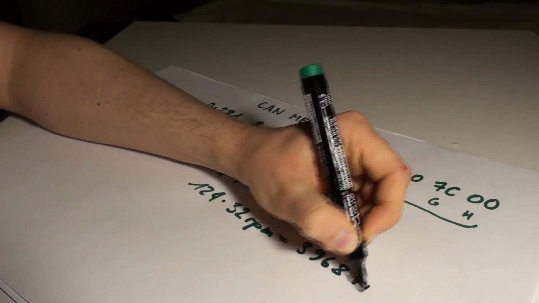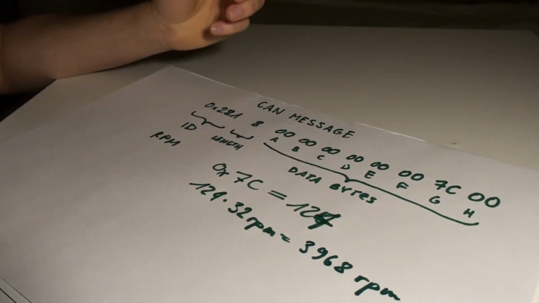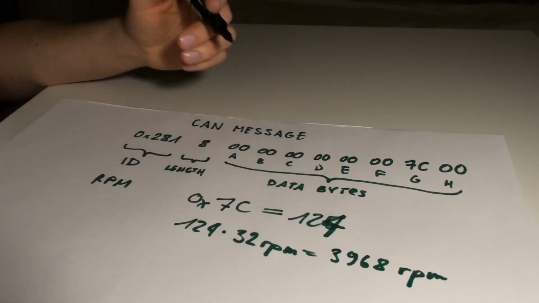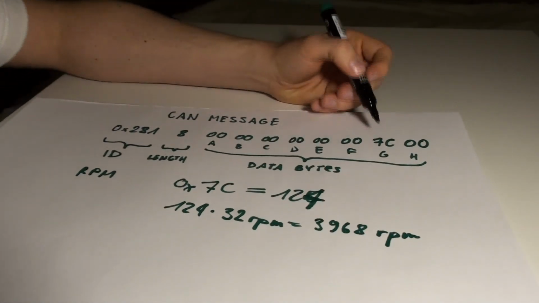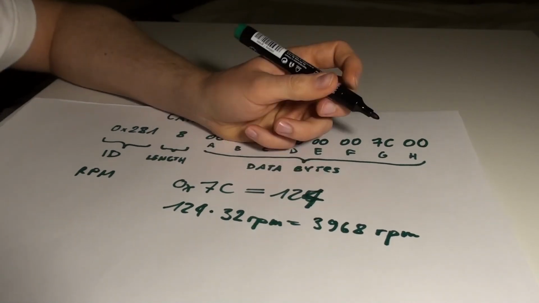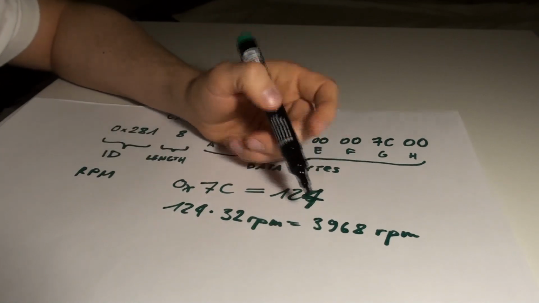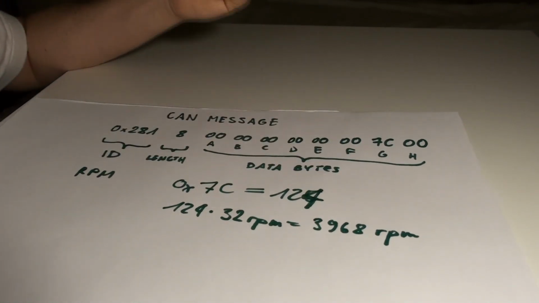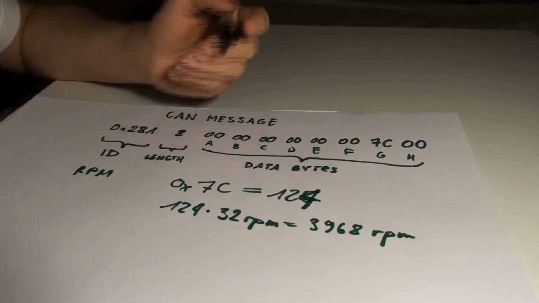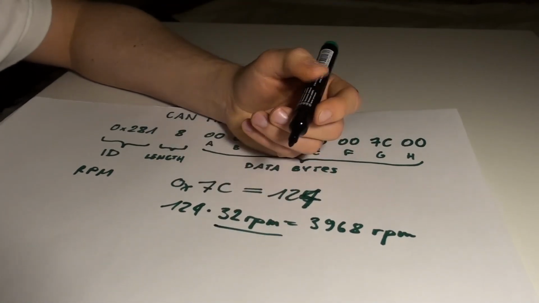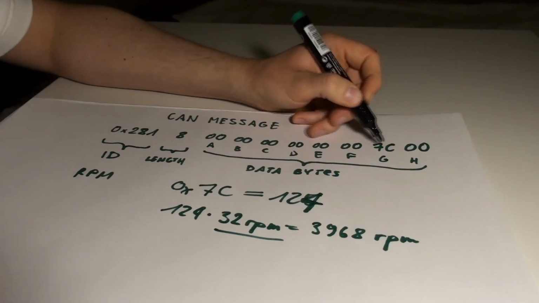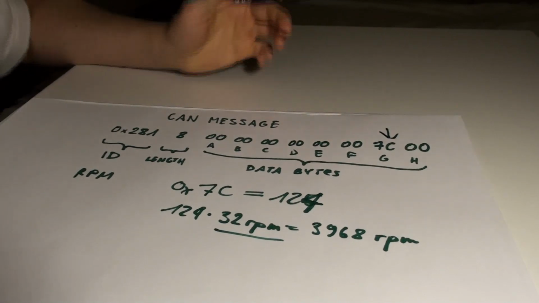3,968 revs per minute. Yeah, I hesitated here because the numbers that I took, it was meant to be 7D, and then I would have 125, and then it would give me, you know, a nice round 4,000 RPM. But whatever. This is how you convert this. But the question is how to obtain this factor, and how do I know that this byte actually carries the information that I need?